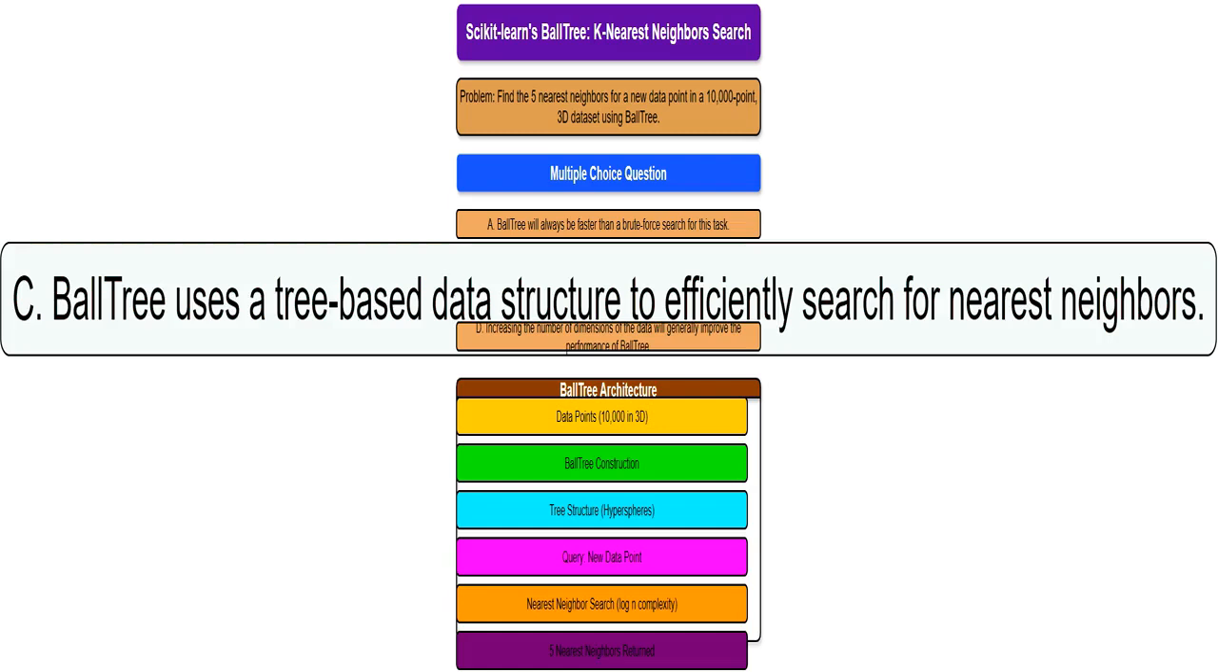This is absolutely true, Vamsi. That's the whole point of BallTree. It cleverly organizes the data points in a tree structure. Think of it as a hierarchical organization of hyperspheres, to quickly locate nearby points. This is its secret weapon for efficiency.